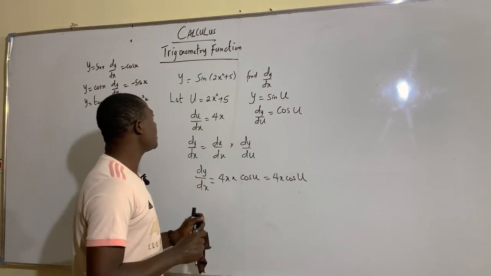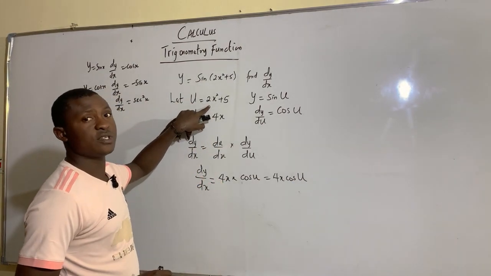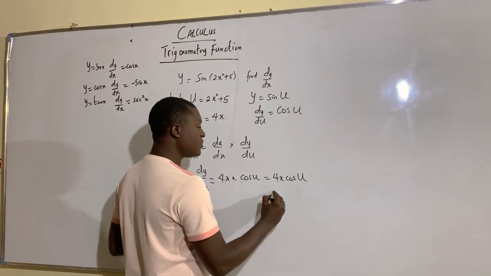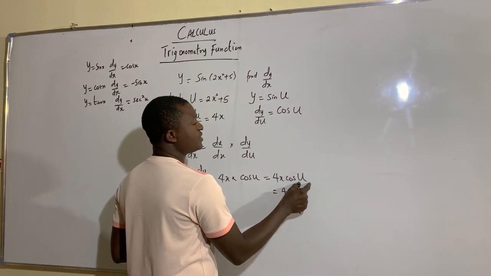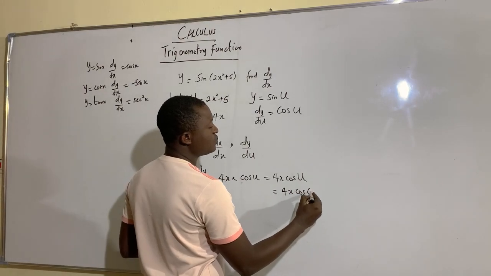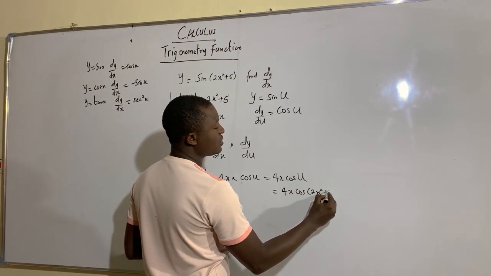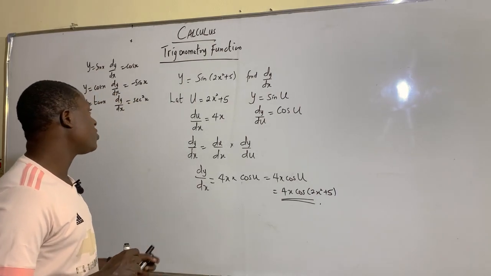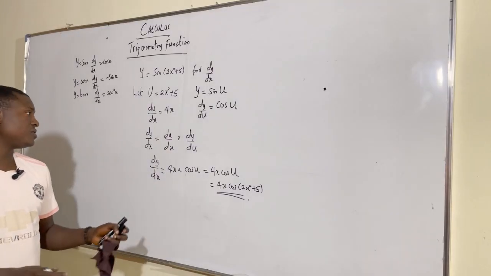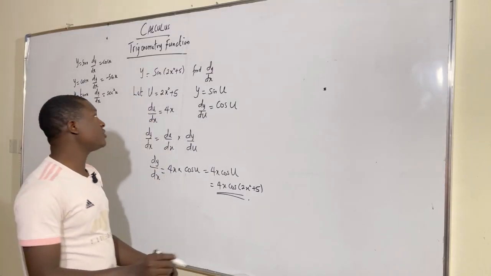But from here, we know that our u is nothing but 2x squared plus 5. So here we can have this one to be 4x cos. Instead of writing u, I'll put the value of u, which is 2x squared plus 5. But let's assume that you come across this type of question in an objective test. You need to use the long method. See the way of the short one.